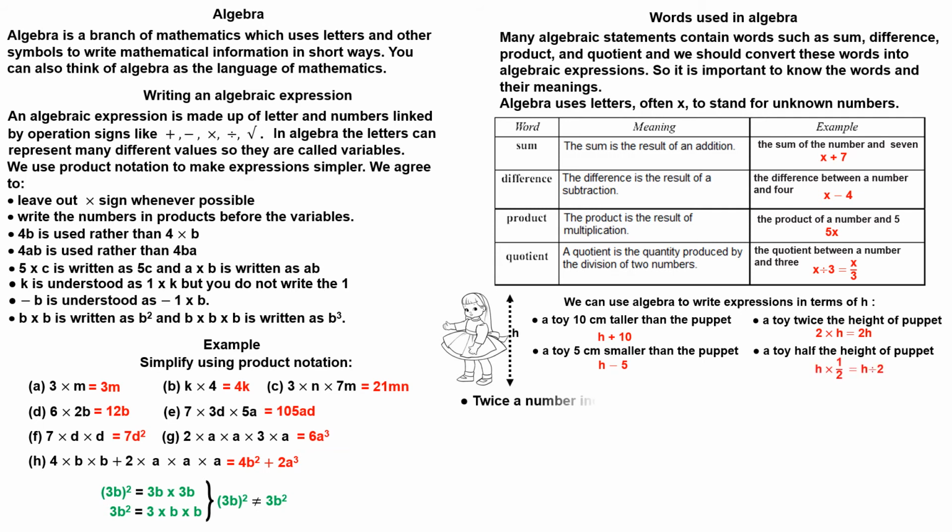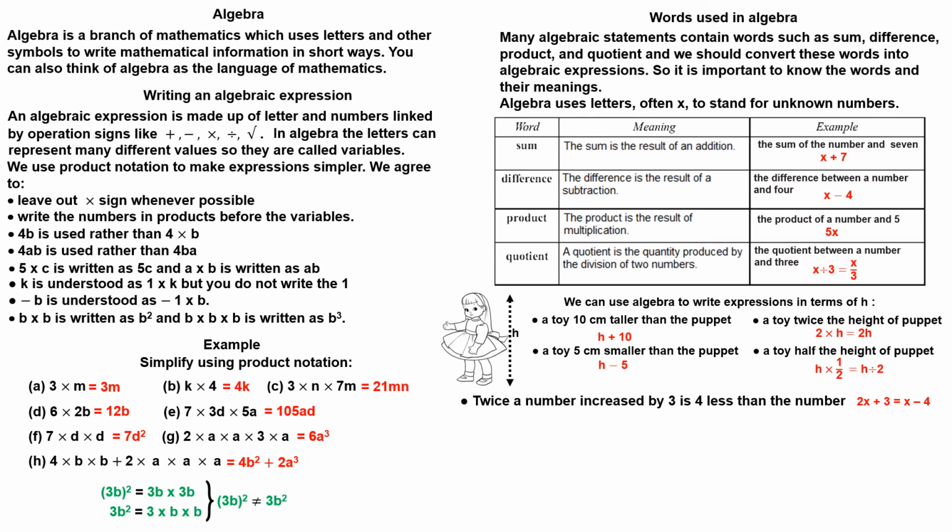Twice a number increased by 3 is 4 less than the number. Twice means multiply by 2. Increased by 3 means more than 3, so you must add 3. Is means equal. 4 less than means decreased by 4, so you must subtract 4. So we can write.